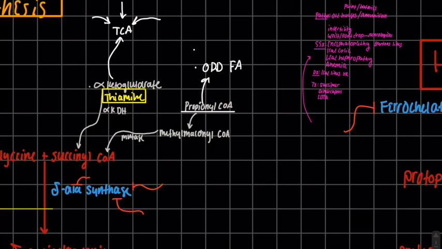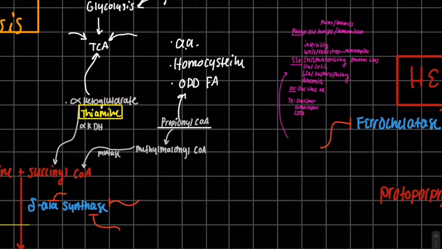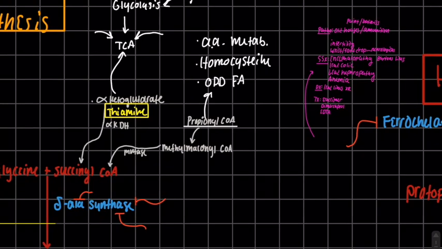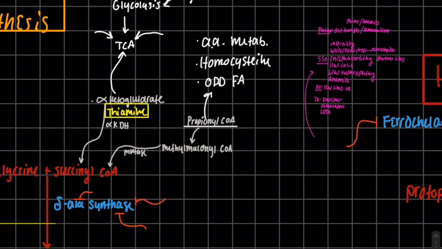We're also going to get it from homocysteine metabolism. All right, and the last place we're going to get it from is amino acid metabolism. I'm just going to abbreviate that AA metab. All right, so this is where we're going to get our propionyl-CoA from. All right, so this is just another little way that we can get methylmalonyl-CoA and eventually succinyl-CoA. And again, what is our cofactor for this reaction? Well, it's going to be B12.